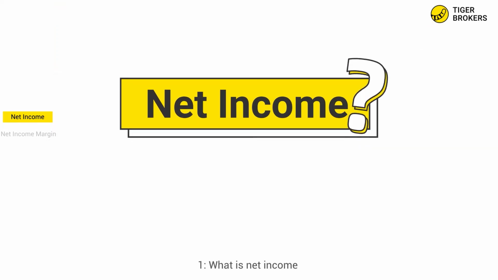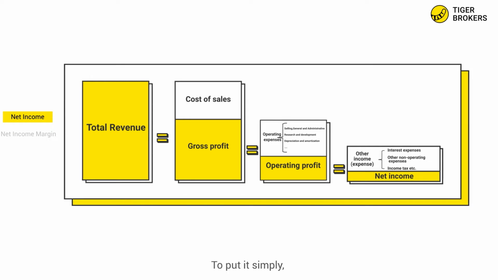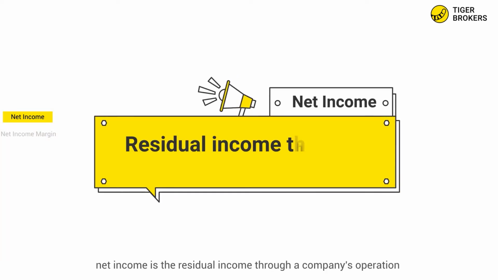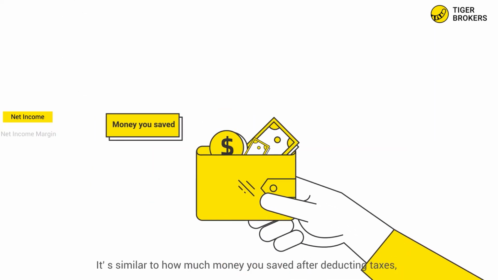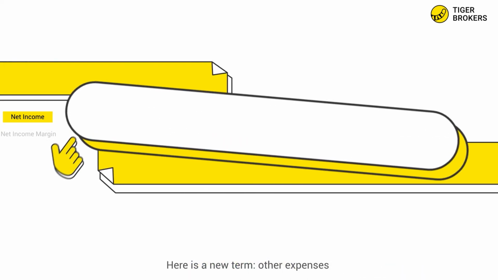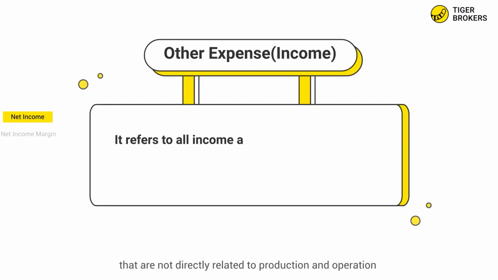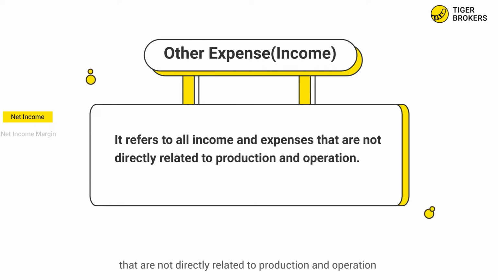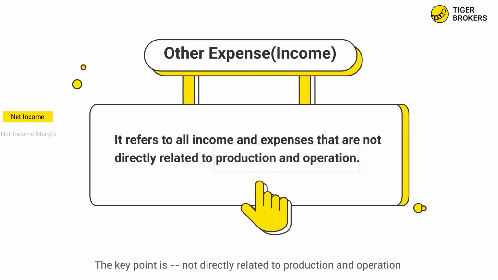1. What is net income? In this chart, we can tell that net income is equal to company's total revenue minus cost of sales, operating expenses, other expenses. To put it simply, net income is the residue income through a company's operation. It's similar to how much money you saved after deducting taxes, rent, daily expenses, and etc. Here is a new term, other expenses. It refers to all income and expenses that are not directly related to production and operation. The key point is, not directly related to production and operation.